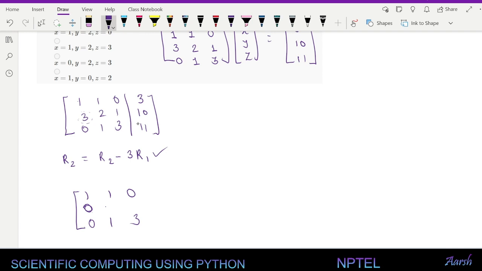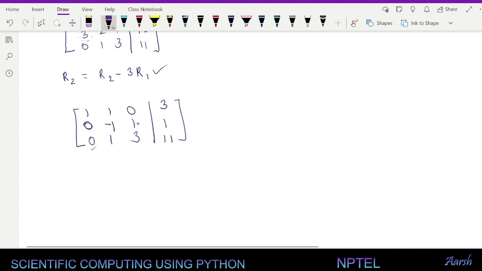So 2 minus 3, which is minus 1. This is 1 minus 3 times 0, which is 1. And you have to do the same thing here. So 10 minus 3 times the first 3, that is 1, this is 11. And this is already 0, so we just want to make this one 0. How can we do that?